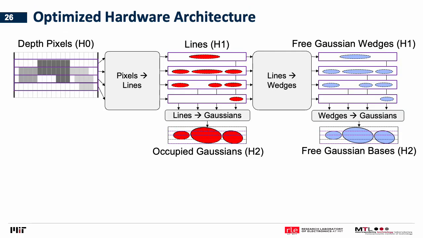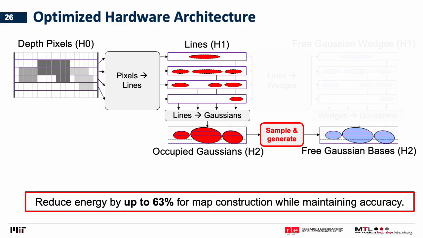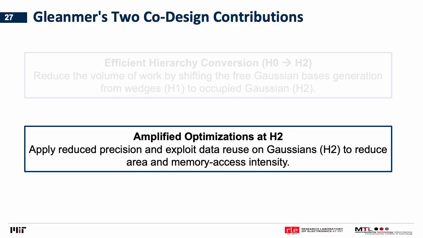And here's the optimized hardware. The entire data path related to the free wedges can now be removed. This reduces energy by up to 63% for map construction while maintaining accuracy. After most of the workload is shifted to the highest Gaussian level with hierarchy conversion, we can then focus on optimizing the workloads for Gaussians.